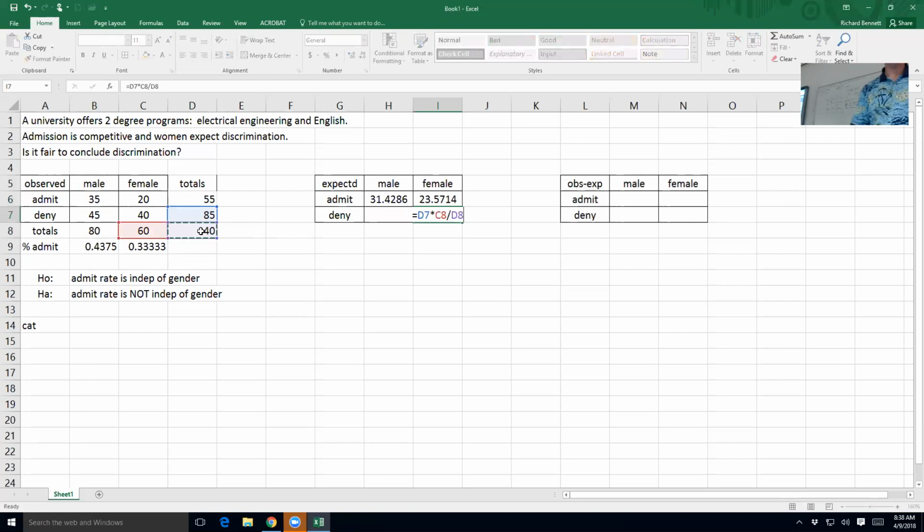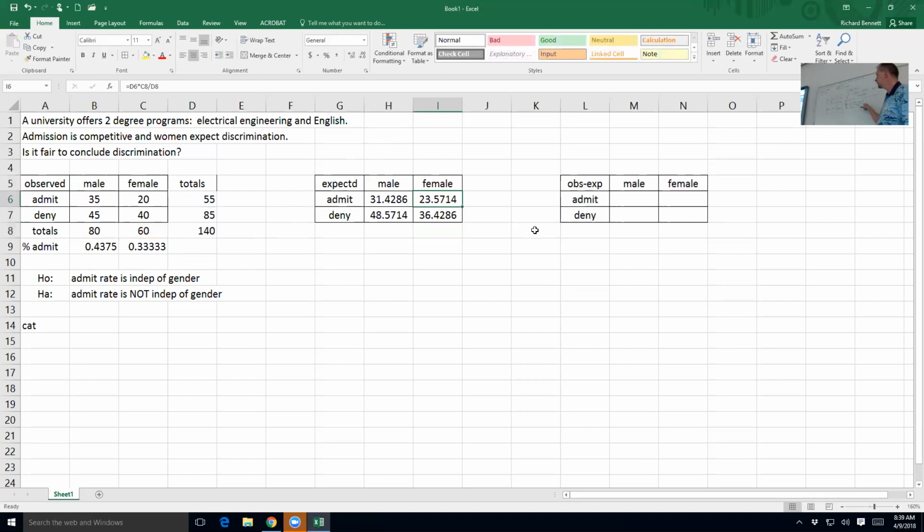Now, as we look at this, once again, let's look at the women. If there was no discrimination going on, I would have expected 23.5 women to get admitted. I only got 20. Okay, so maybe there's some discrimination going on. We'll see.